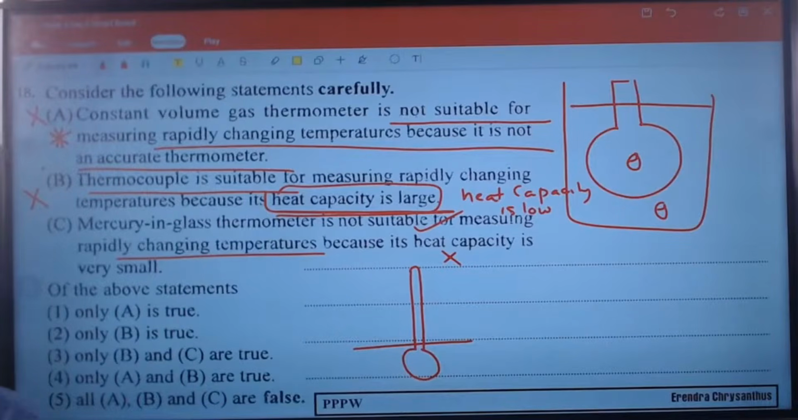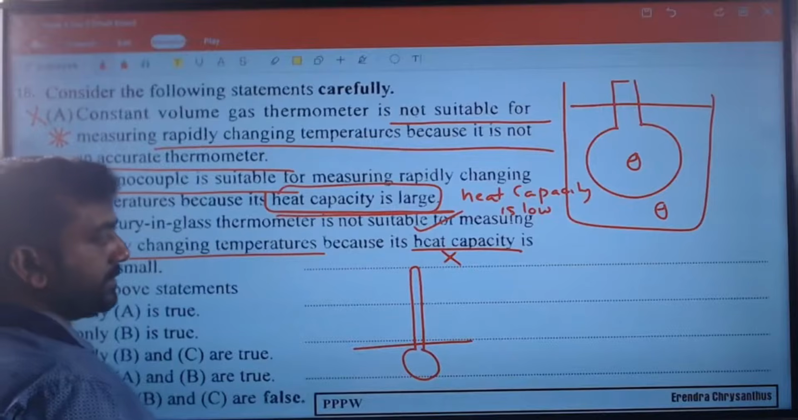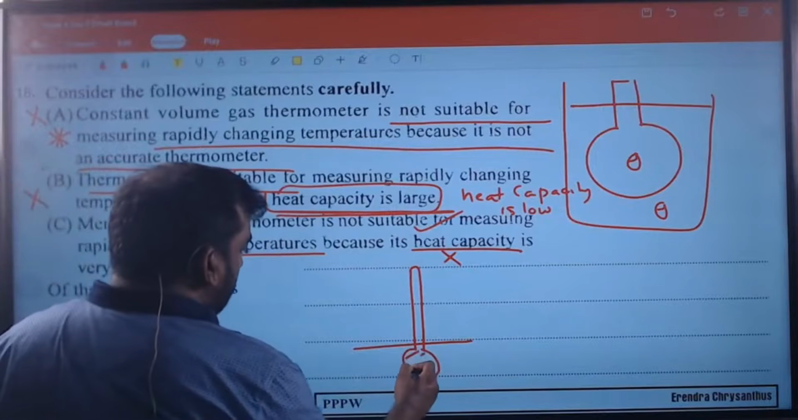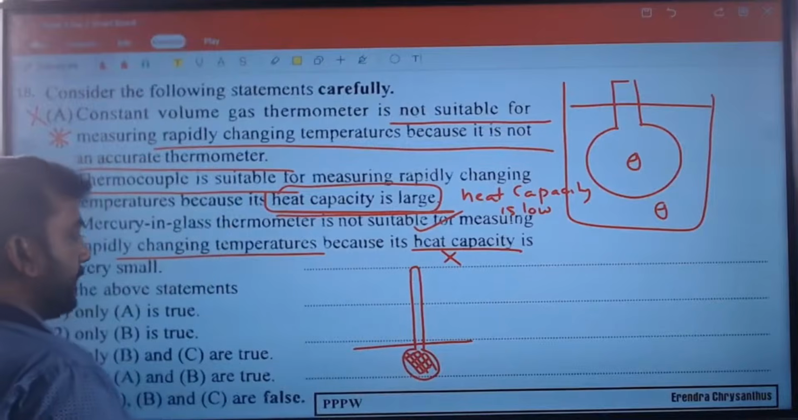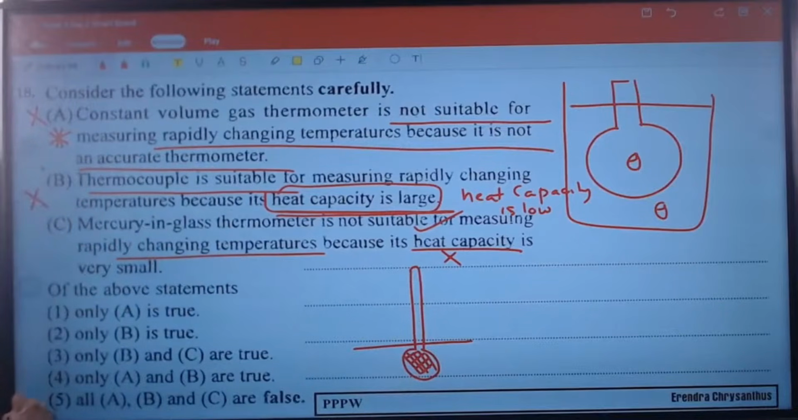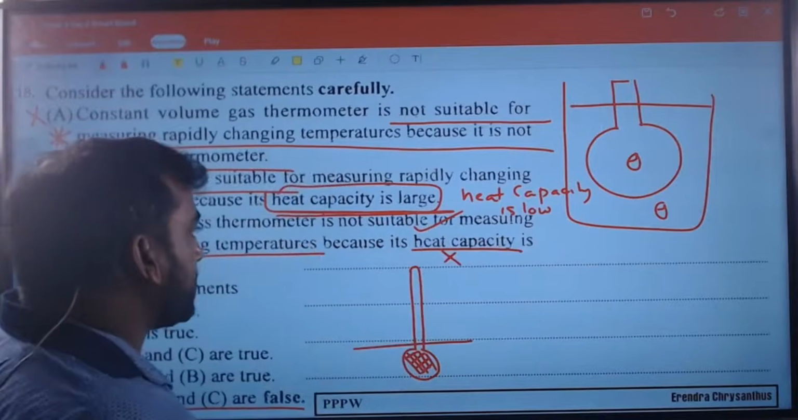Okay. And it doesn't have a low heat capacity. Why? You are using mercury. Mercury has high heat capacity. So statements A, B, C all are wrong. The correct answer is answer number 5. Right there: mercury in glass thermometers cannot measure rapidly changing temperatures.